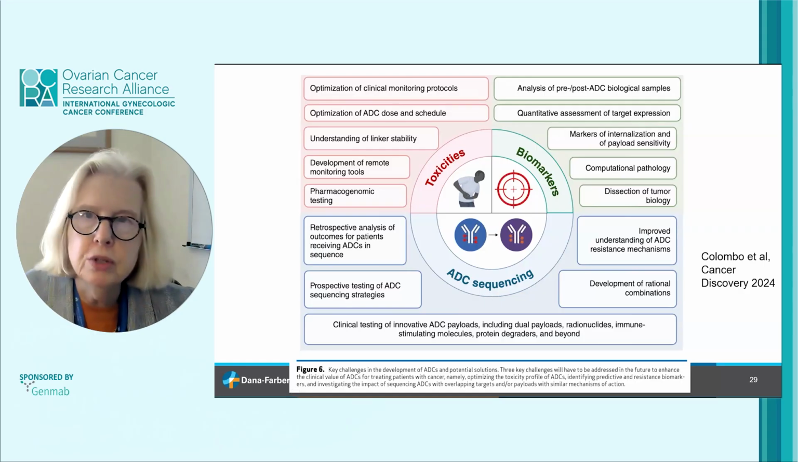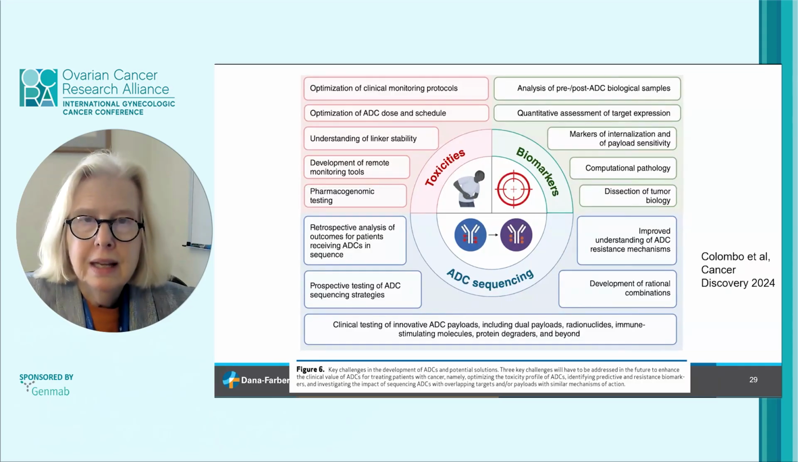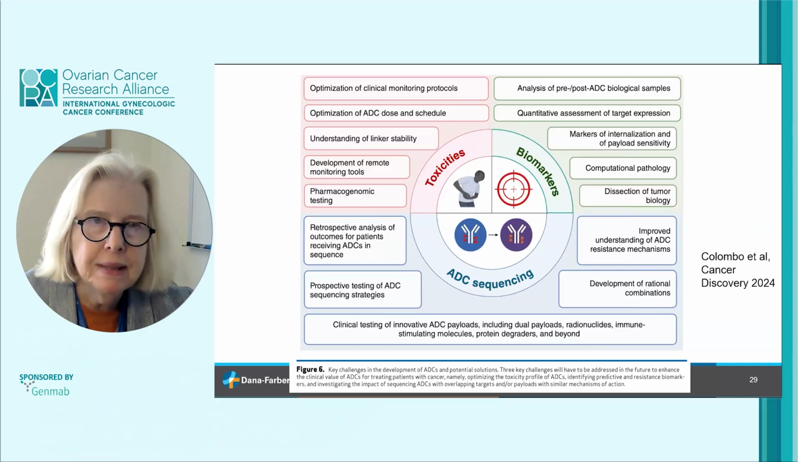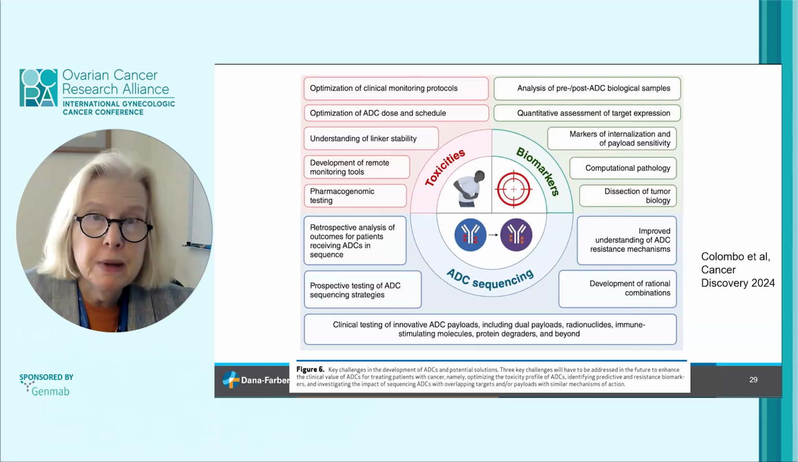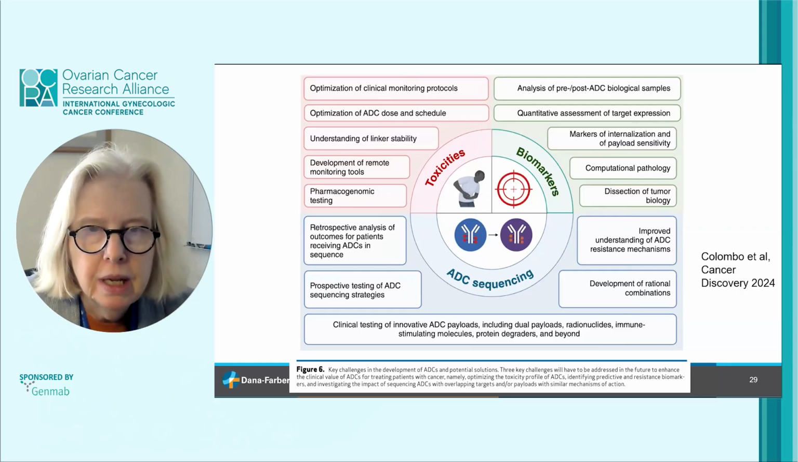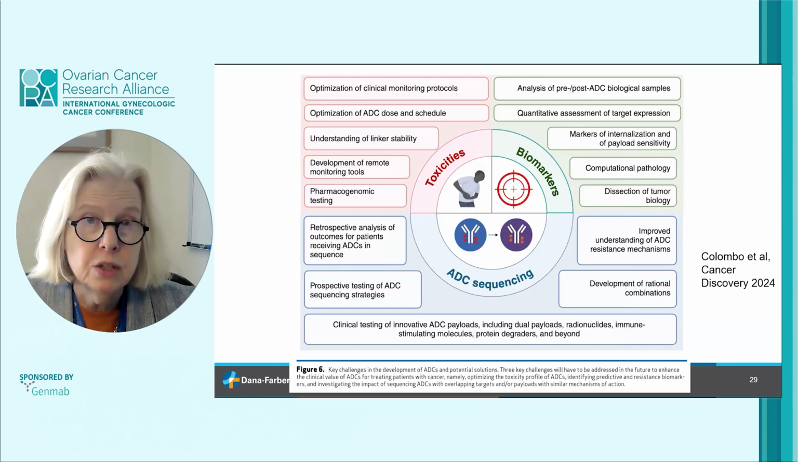So if we're starting off with an antibody-drug conjugate using a topoisomerase inhibitor, is it possible to use another ADC with a topoisomerase inhibitor, possibly with a different target or the same target? Not right now. There are not really many trials testing that, but that's something to think about. But certainly using ADC after ADC, especially if there's a different payload.